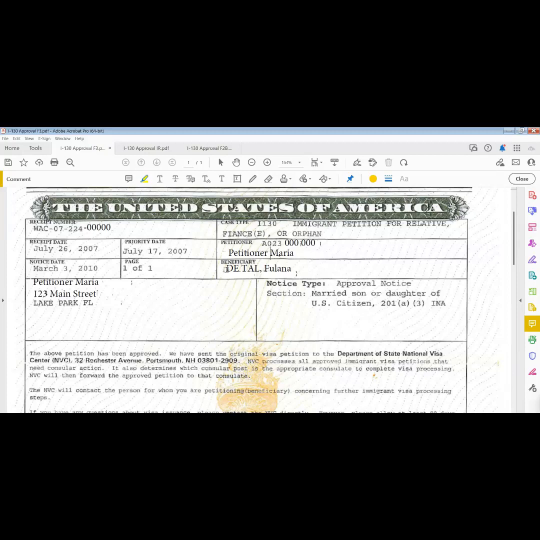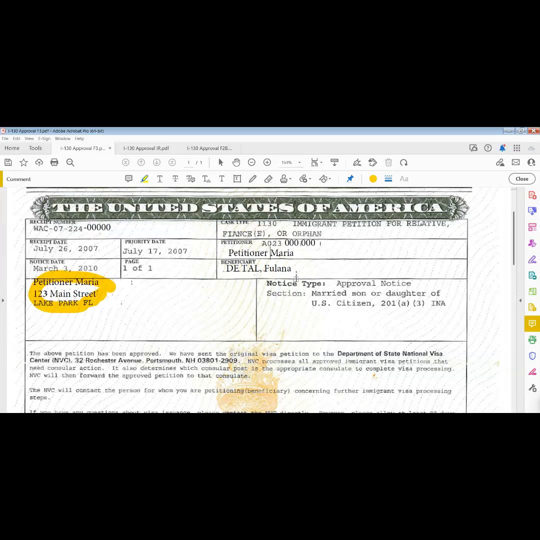We have the beneficiary. Now, this is only the principal beneficiary. This doesn't include any derivatives that might be eligible to immigrate with the principal beneficiary. Derivative beneficiaries are spouses and unmarried children under 21 for preference category beneficiaries, of course, only if the preference category that you are in allows you to be married. We have the petitioner information over here.